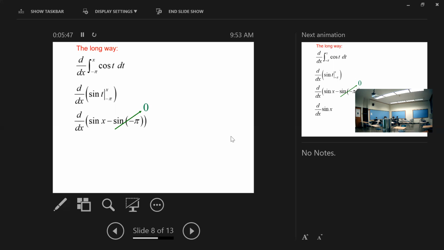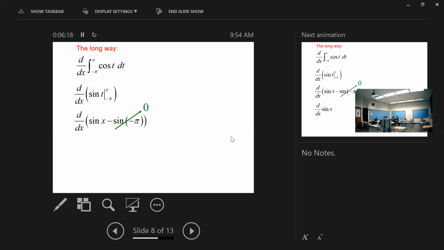The sine of negative pi is here, and the sine would be 0. But let's change the question to negative pi over 2. So instead of this being a 0, it would be a negative 1. And a negative times a negative will be a positive 1. So the derivative of sine x plus 1.